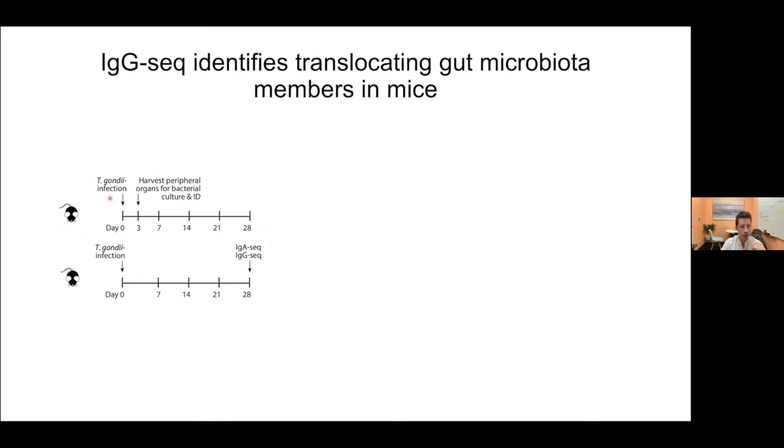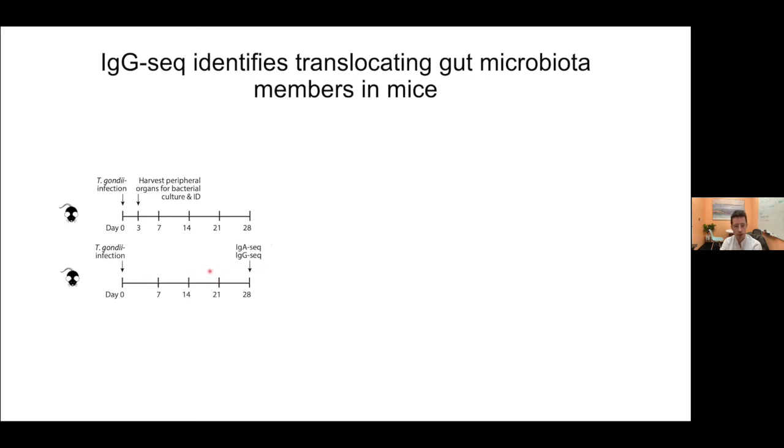And so we employed this model of gut barrier disruption that involves infection with the parasite Toxoplasma gondii. And this causes small intestinal barrier breach. And so we treated mice with this parasite and then harvested their spleens and livers and cultured those organs in order to identify what bacteria had crossed from the gut and entered those organs. And then to a similarly treated but separate group of mice, we infected them with toxo to cause that barrier breach.